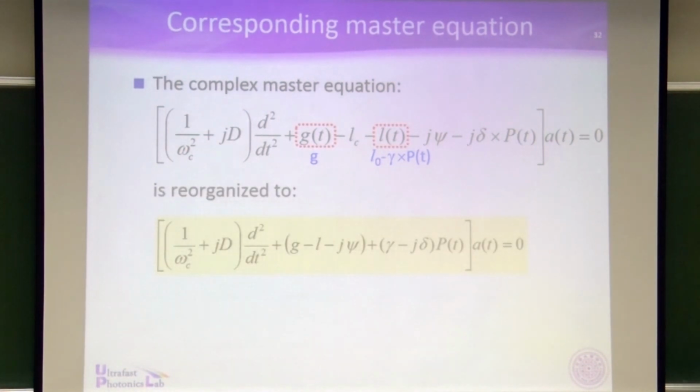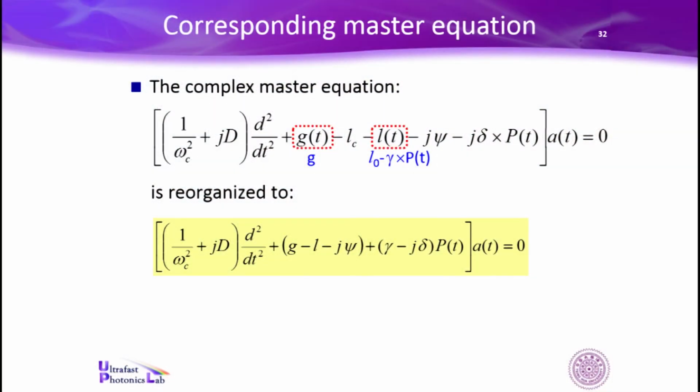Then this master equation, actually complex master equation with real part and the imaginary part, can be reorganized into this case. Just combining G, L0, LC, and CEP phase shift together, you got this. You can combine the SAM, self-amplitude modulation, and the self-phase modulation together, you got this. Okay. So this is the reorganized master equation.